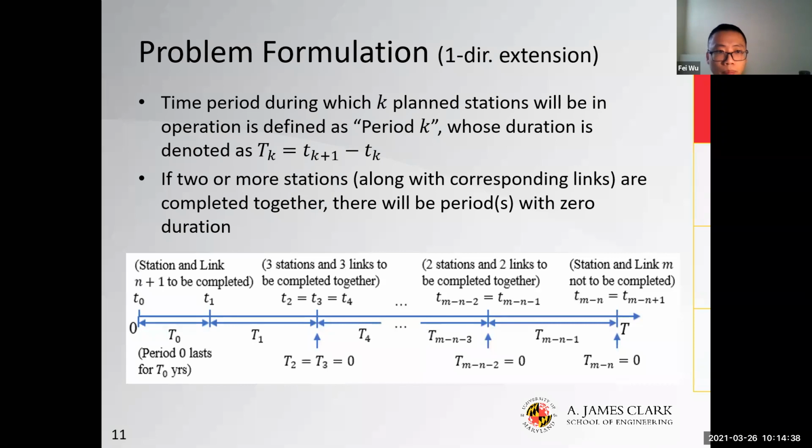Okay, so here we denote the time interval during which K planned stations will be in operation as phase K. So we have a duration which is T_(K+1) minus T_K. If two or more stations are completed together, some phases will have a duration of 0.